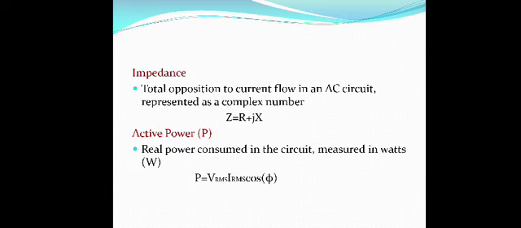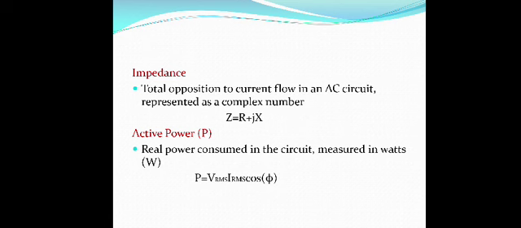Next, coming to the definition of impedance. Impedance is the total opposition to current flow in AC circuits, and it is represented as a complex number like Z is equal to R plus jX, where R is the resistance and X is the reactance.